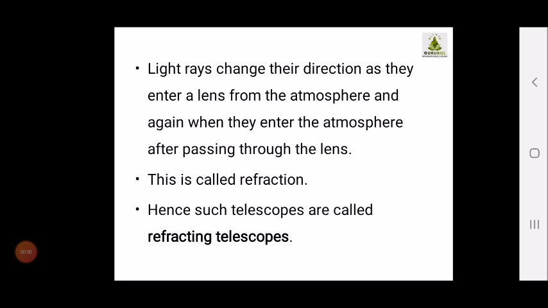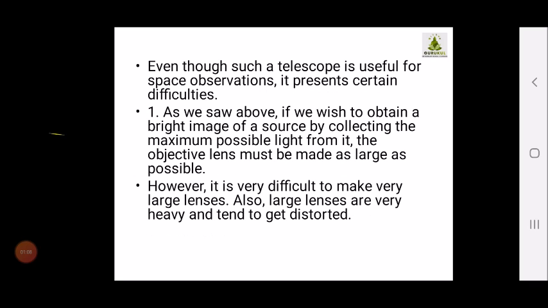The light rays change their direction as they enter a lens from the atmosphere, and again when they enter the atmosphere after passing through the lenses. This is called refraction. Hence, such telescopes are called refracting telescopes. Even though such telescopes are useful in space observation, at present there are certain difficulties.